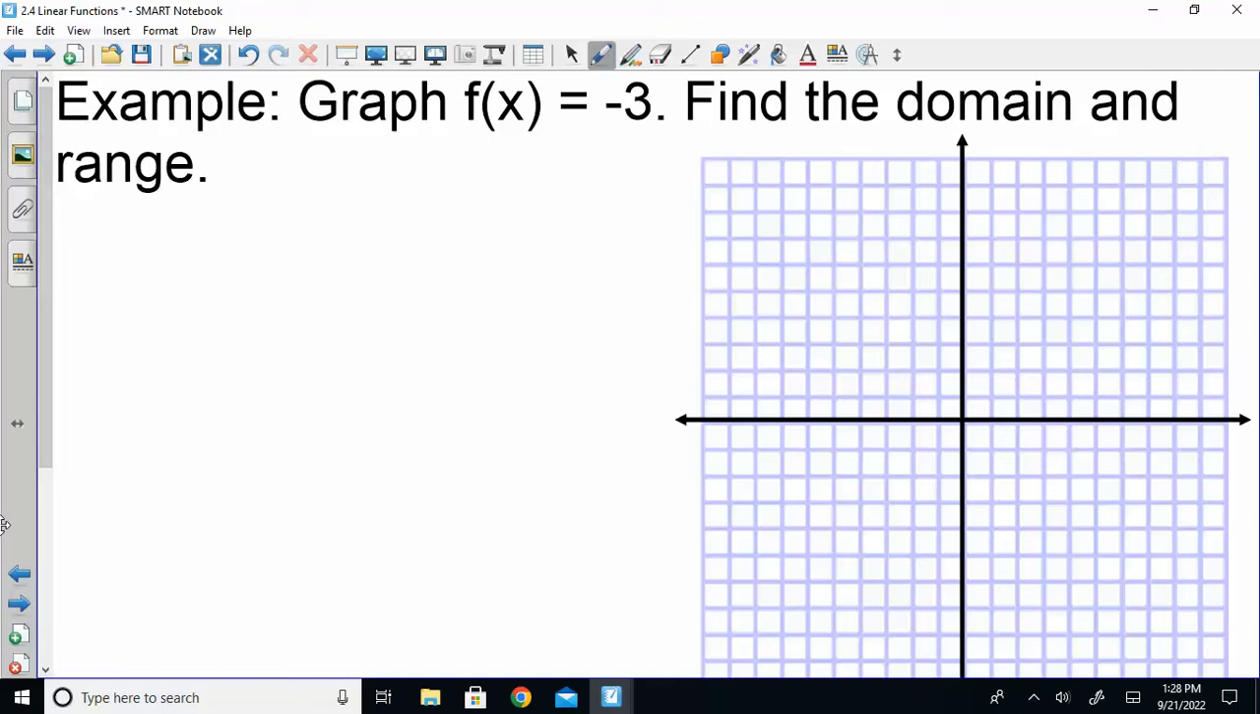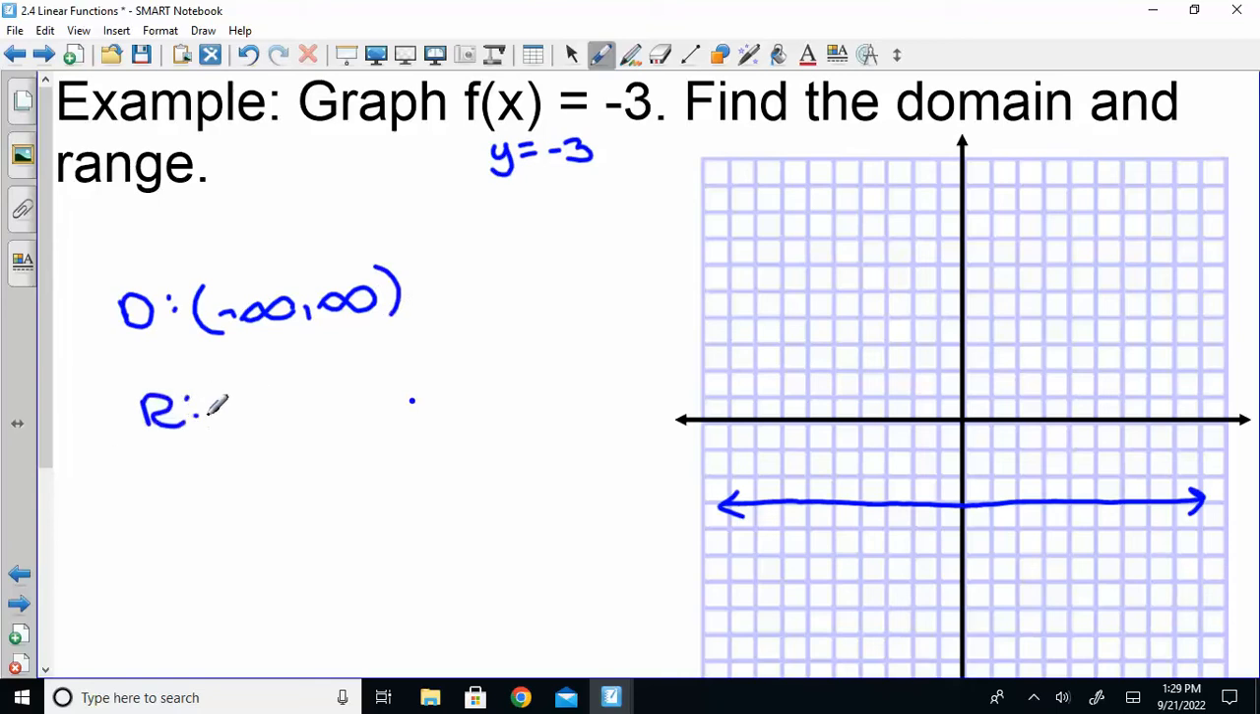Okay, you guys do the next one. So f of x is the same as y. When you have y equals a number, what kind of line is it? Horizontal line at negative 3. What's the domain? What is the range? Negative. All right, so far so good?